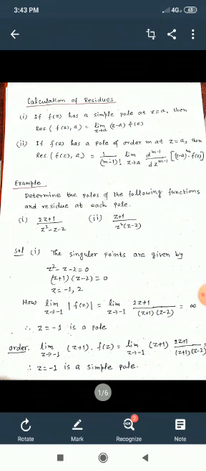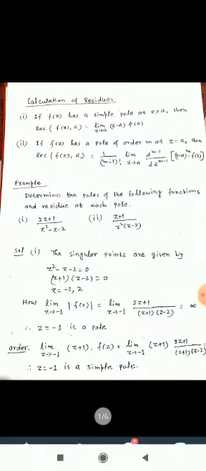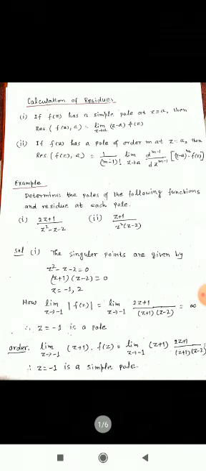Number 2, if f(z) has a pole of order m at z = a, then the residue of f(z) at a is equal to 1 upon factorial (m - 1) times the limit as z tends to a of the (m - 1)th derivative of (z - a)^m f(z).